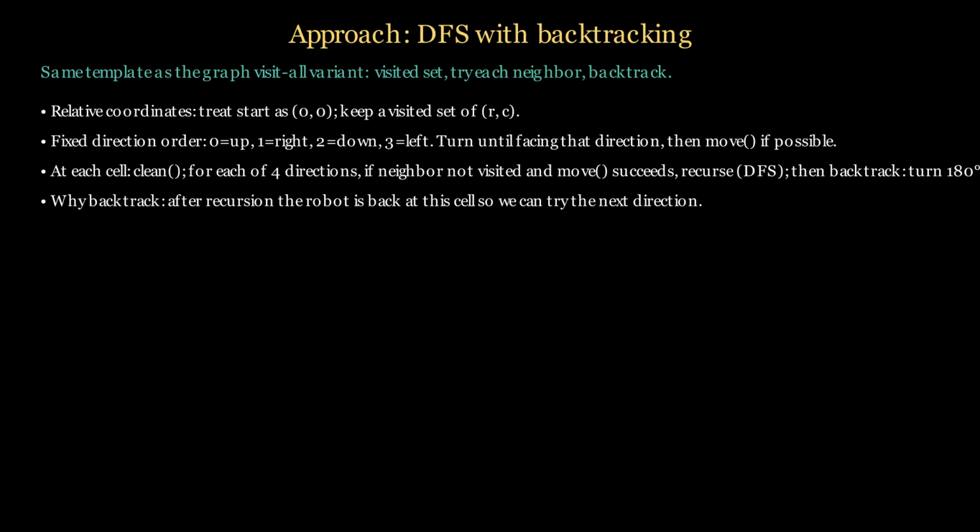We use DFS with backtracking. We track visited cells in relative coordinates. We try a fixed order of directions. After exploring a direction we backtrack so we can try the next one.